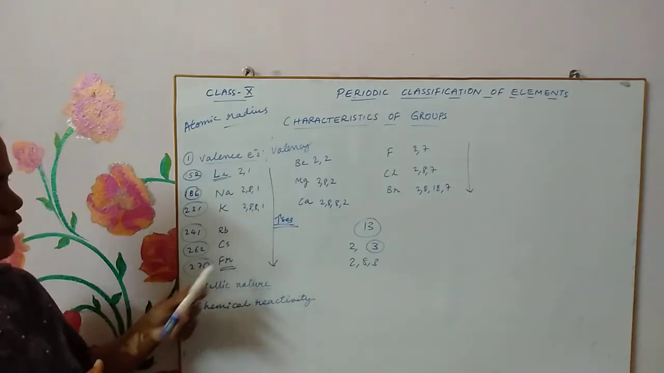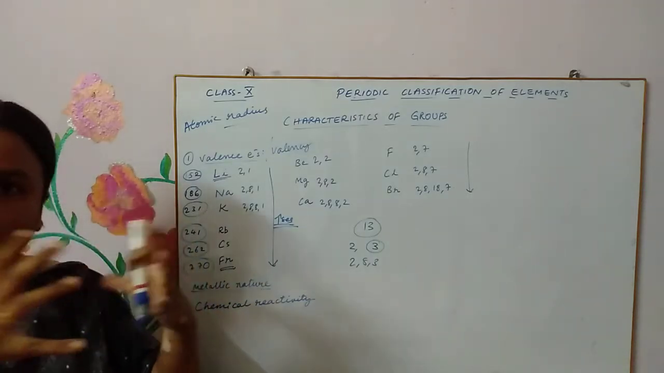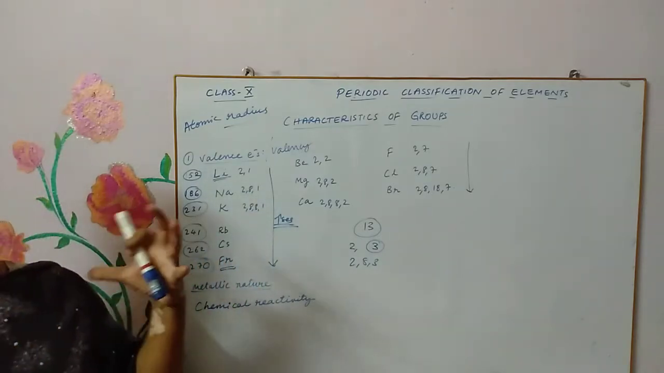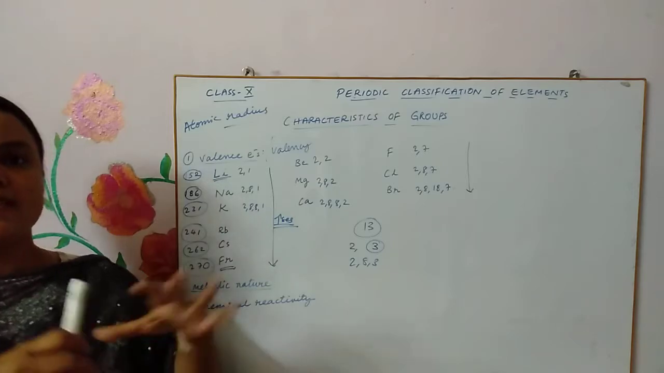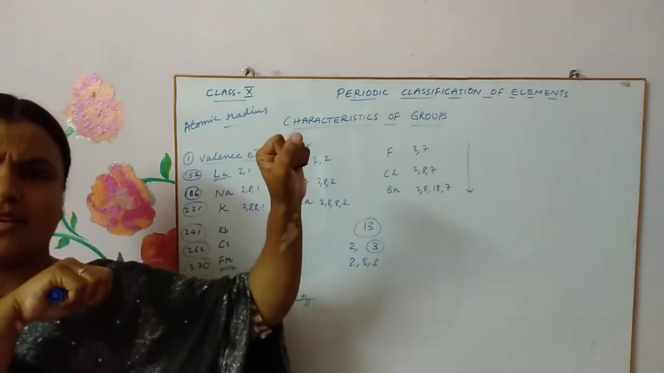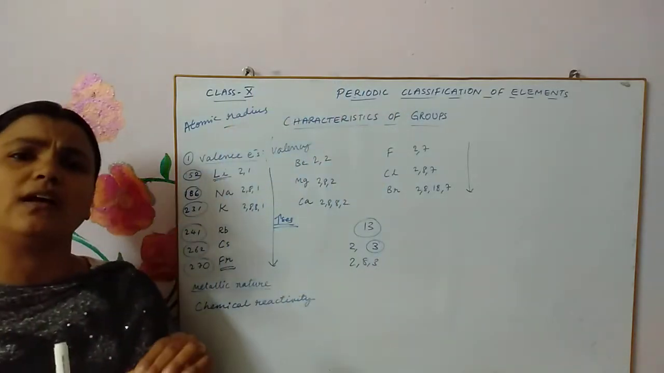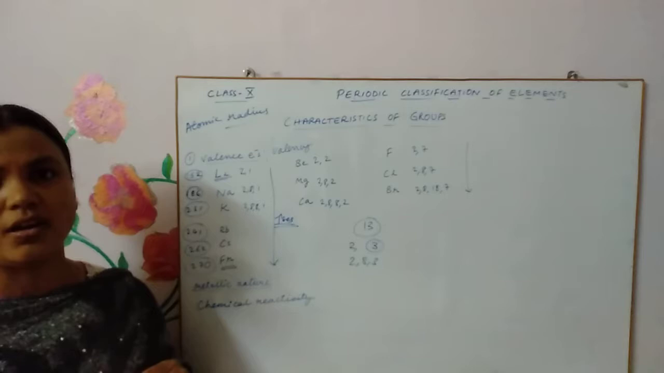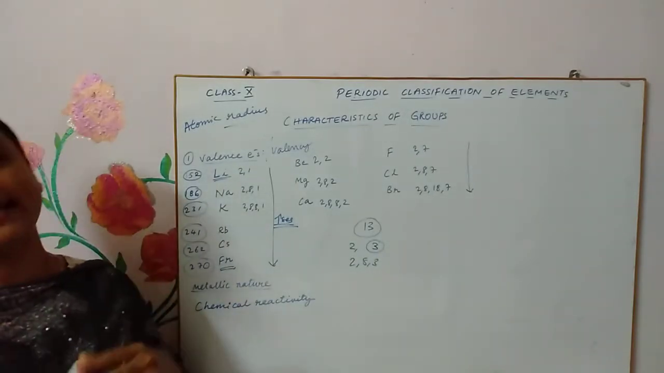So when it comes to francium, owing to the greater number of shells as well as the larger atomic radii, it becomes difficult for the nucleus to hold the outermost electron, and so it easily loses it. So when a particular element easily loses an electron, it becomes easily electropositive, it becomes most reactive, right?